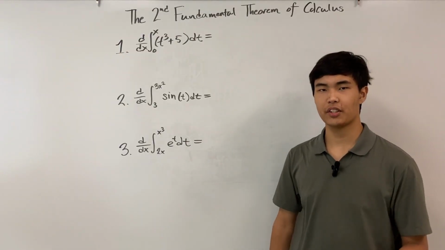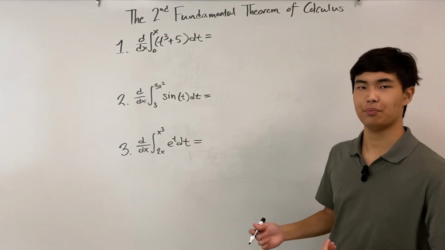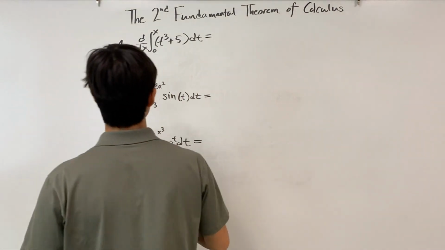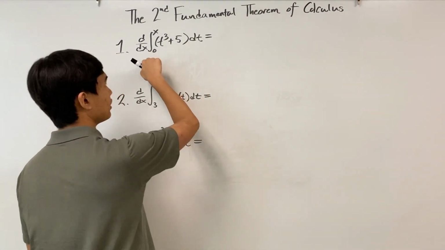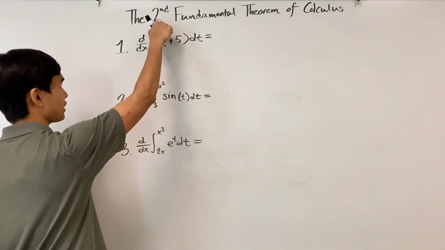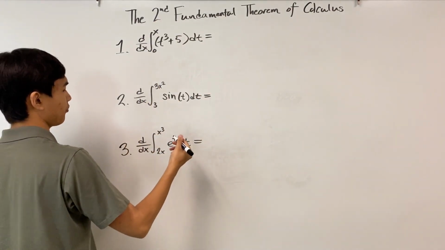All right, to close the video, I have 3 examples for you. So let's begin. The first example, we're asked to find the derivative of the integral from 0 to x of t cubed plus 5 dt.